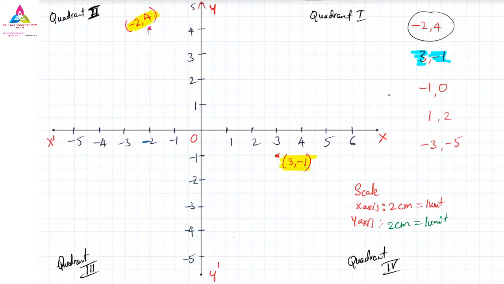Okay. So next one, importantly, is -1 and 0. So -1 and 0 is very important because the x value is -1. The x value -1 is here. But y value is nothing, we don't have the y value.